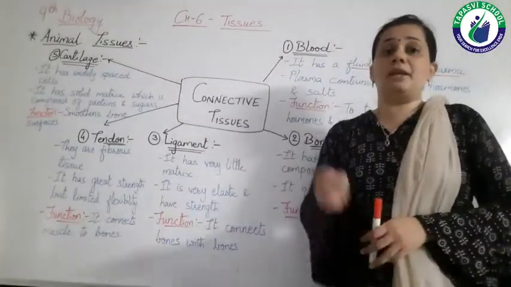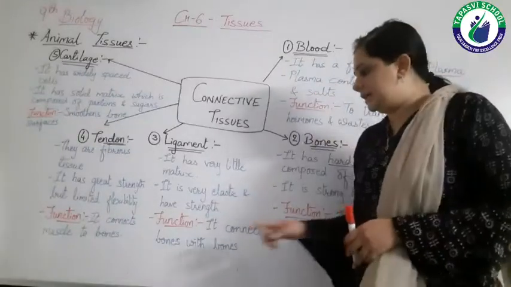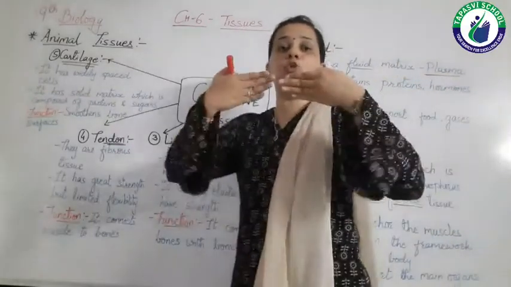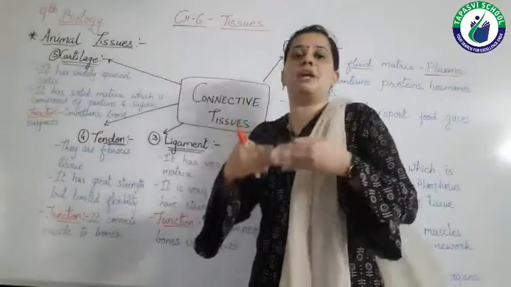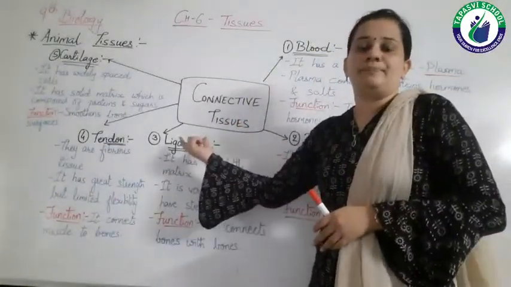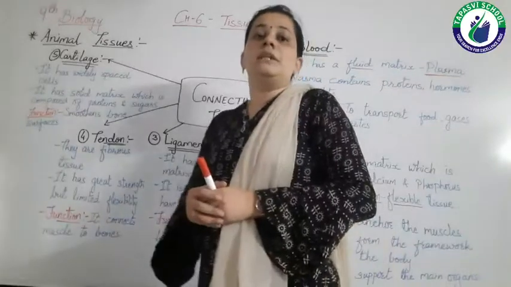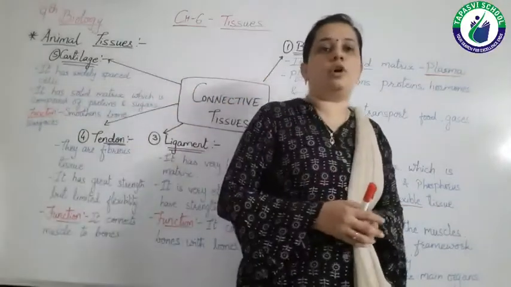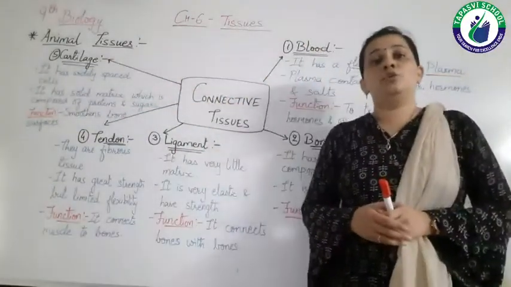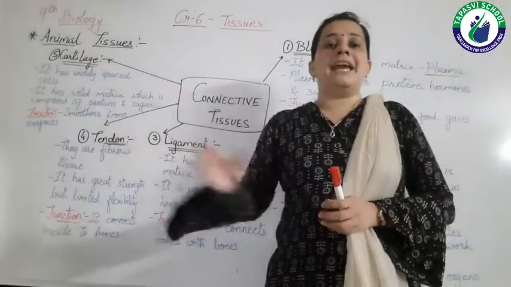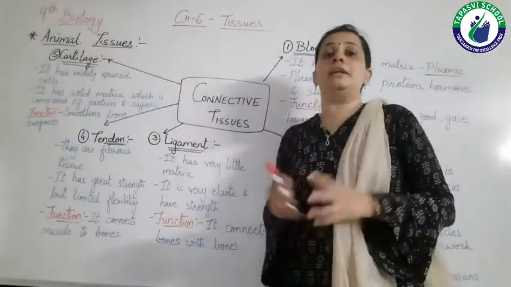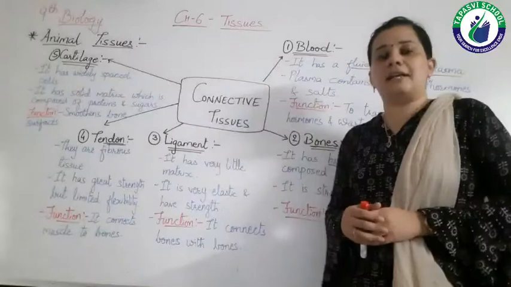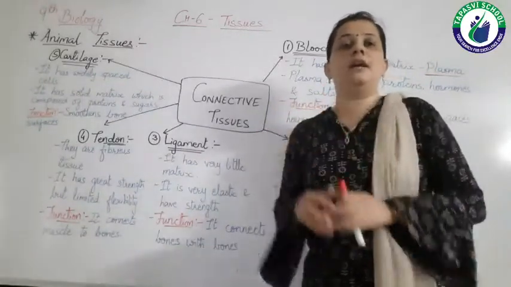The function of ligament is very important. It connects bones with bones. Whenever two bones are connected, it is because of the presence of ligament. You might have heard about injuries of sports persons. If you are watching cricket or football or any other sports game, then you might have heard that a certain person has an injury in his ligament. So ligament is nothing but an elastic tissue which connects one bone with another bone.